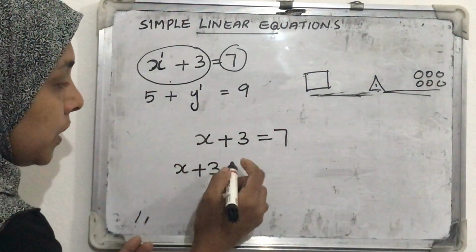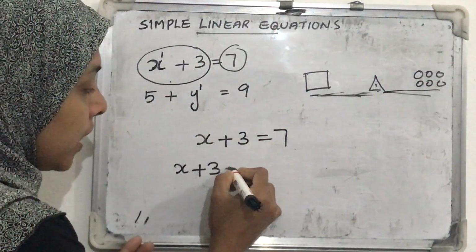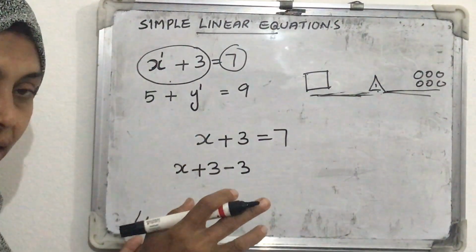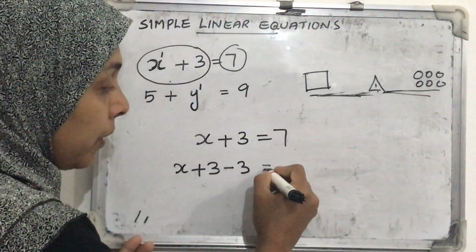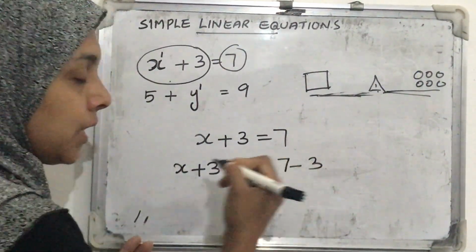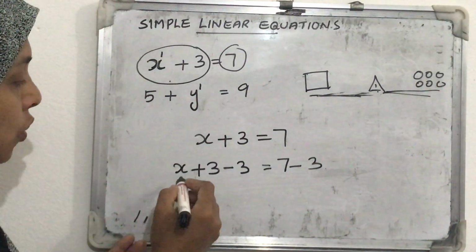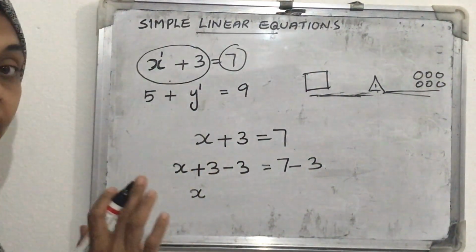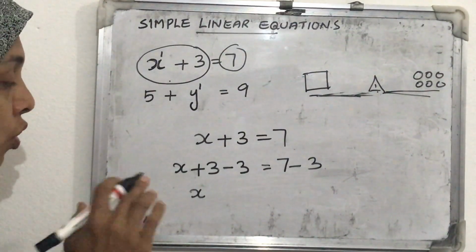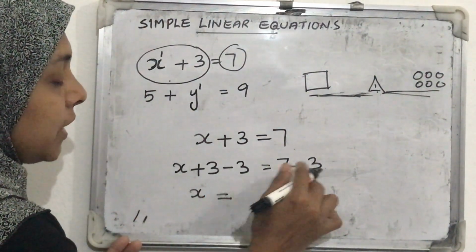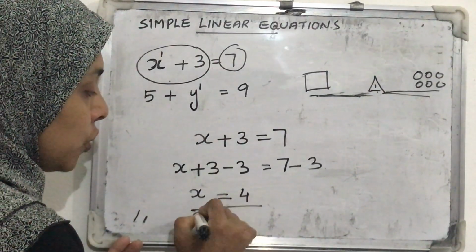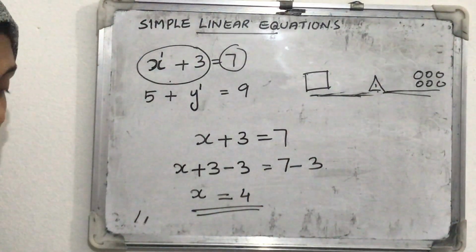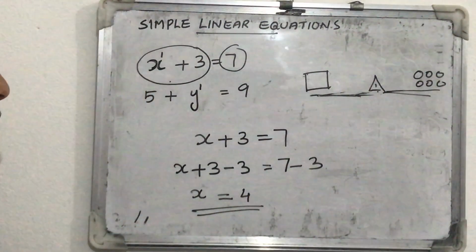From x plus 3, removing means subtracting. The same number we remove from the other side also. So x plus 3 minus 3, how can we write it? x plus 0, since 3 minus 3 is 0. So x equals 7 minus 3, which is 4. So x equals 4. This way we can find the unknown values.